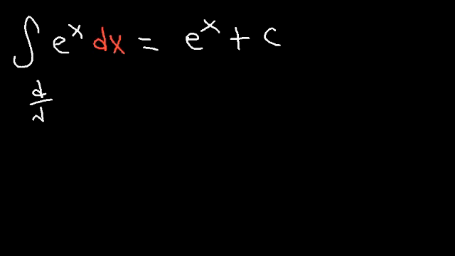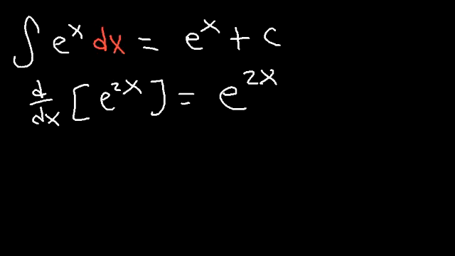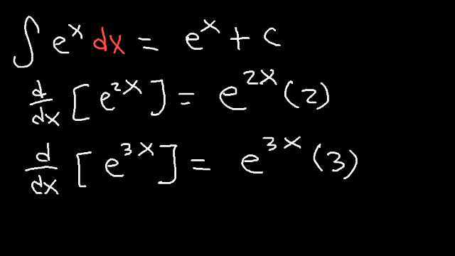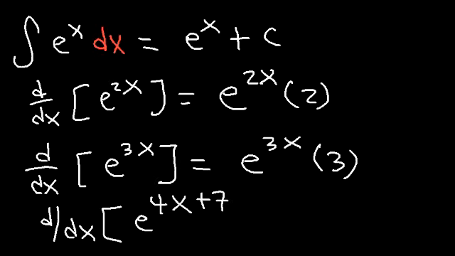Now, what is the derivative of e to the 2x? The derivative of e to the 2x is going to be e to the 2x times the derivative of 2x, which is 2, based on a chain rule. The derivative, let's say, of e to the 3x is going to be e to the 3x times the derivative of 3x, which is 3. And let's do one more example so you can see a pattern. The derivative of e to the 4x plus 7 is going to be e to the 4x plus 7 times the derivative of 4x plus 7, which is 4.